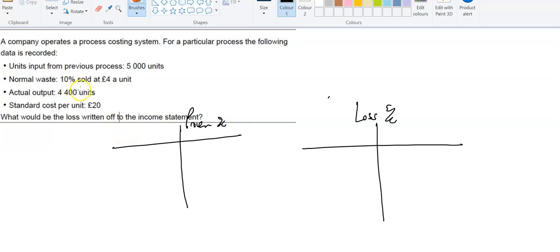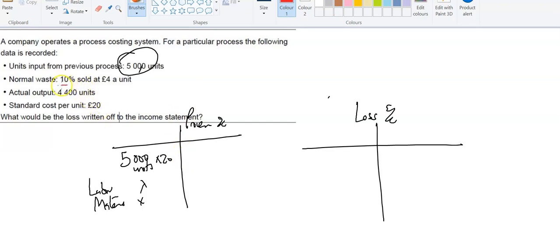So this says you have 5,000 units coming from another process. So it's coming into the process, 5,000 units. They do tell us what the standard cost of this process is. It's coming in at £20 a unit. Typically, you might have additional labor and materials adding in as well, but you don't have any in this question. So that's fine.